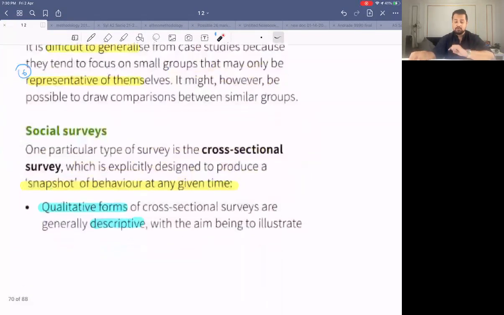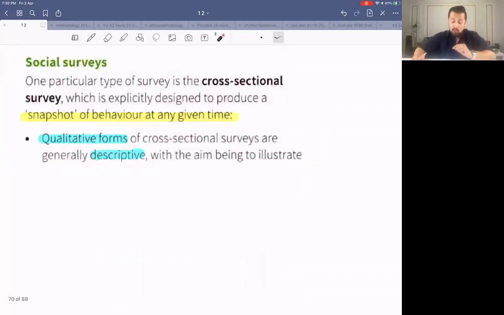Moving on, let's talk about social surveys. What exactly are social surveys? We typically use the term social surveys when we talk about collecting data through questionnaires and interviews, right? One particular type of survey is the cross-sectional survey, which is explicitly designed to produce a snapshot of behavior at a given time. Now, in order for us to understand what a snapshot study is, we need to compare it with a longitudinal study, right?